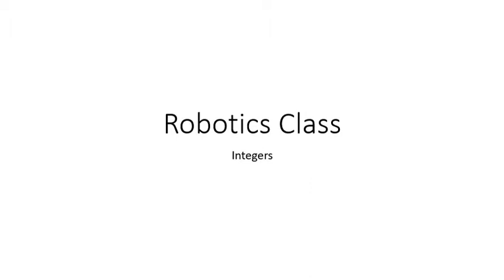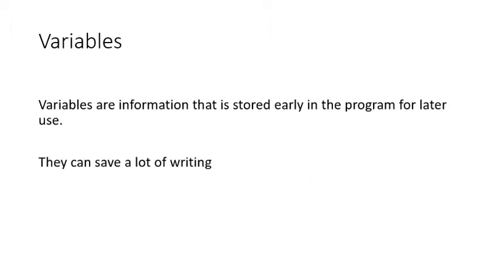Now, an integer is a variable. And what's a variable? Variables are information that is stored early. Let me say it again. Variables are information that is stored early in the program for later use. They can save a lot of writing. And that's what I'm saying.